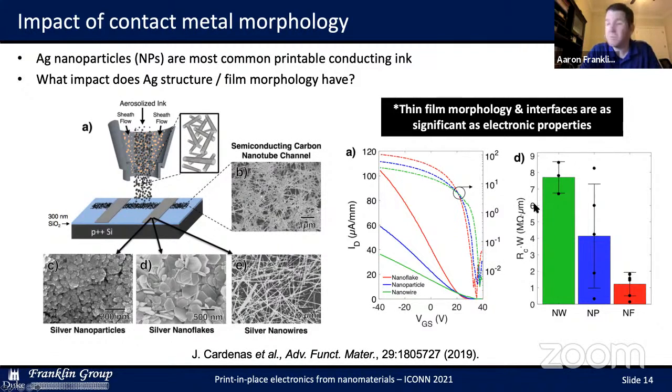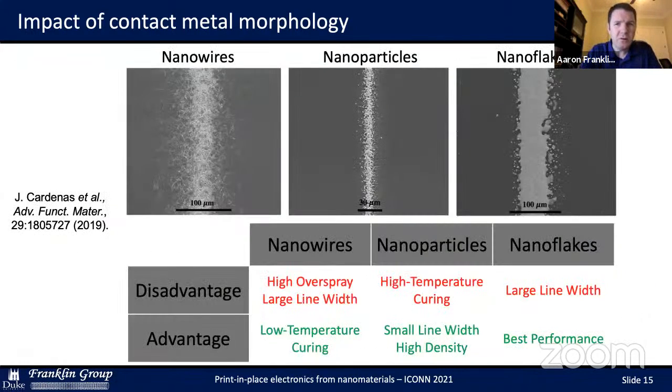And it wasn't just the fact that we saw different contact resistance features, where nanoflakes produced the lowest contact resistance to carbon nanotubes, but it was also other takeaways from this study, including the fact that the film morphology changed dramatically when using the different nanostructures. And there are certain advantages or trade-offs that came from using one of these nanostructures versus another.